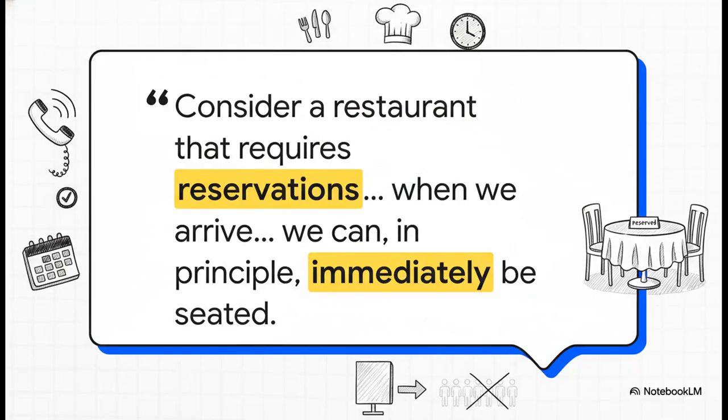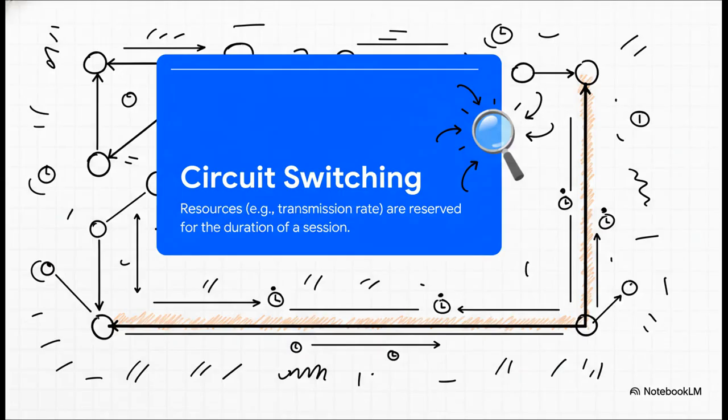The absolute best analogy for circuit switching is making a reservation at a fancy restaurant. You call them up, you tell them you need a table for 2 at 8 p.m., they reserve it for you. When you show up at 8, you don't have to wait in line with everyone else. Your table is there, guaranteed, ready for you. It's yours. And that is precisely how circuit switching works.